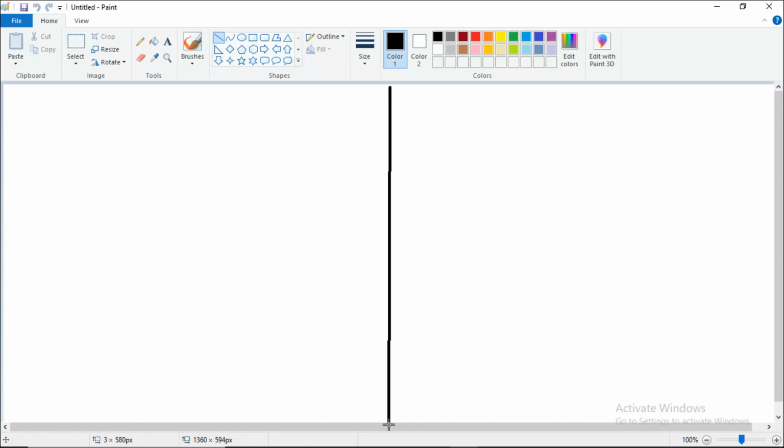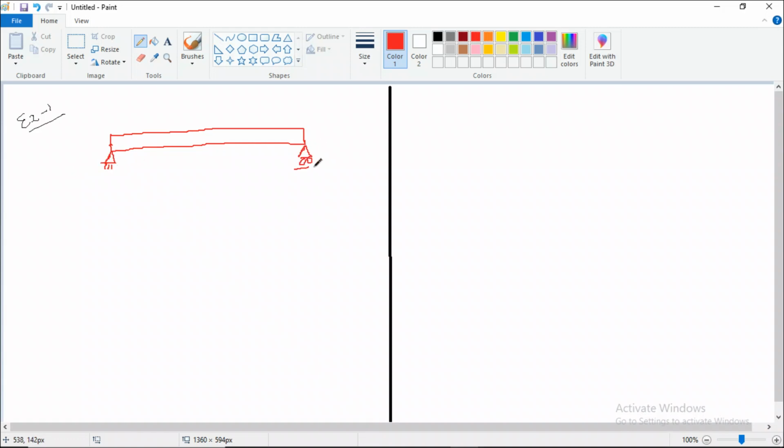So let us say we have a particular beam given to us which has a total length of around 10 meter. We are starting with example number 1. So we have been given a beam like this, simply supported on one side, or let us say hinge support, and there is a roller support on the other side. It has three different loads.